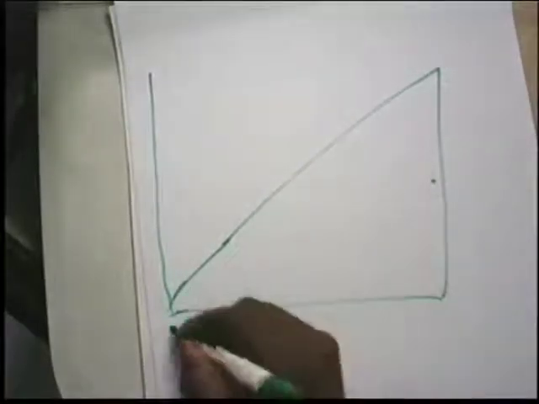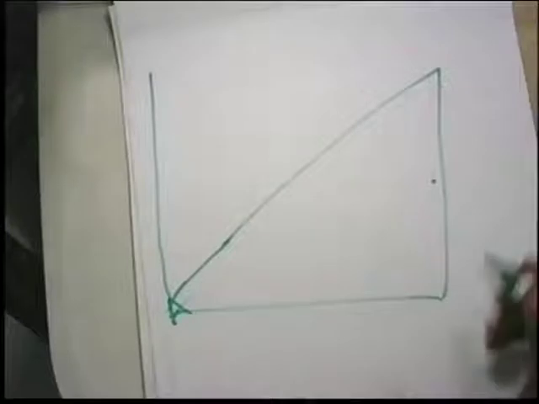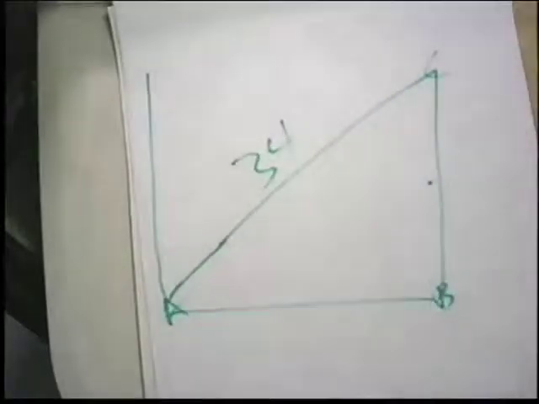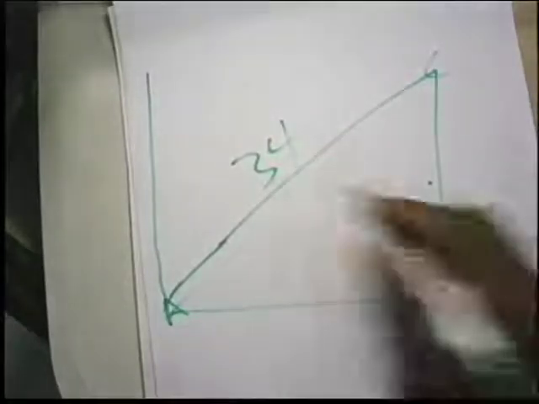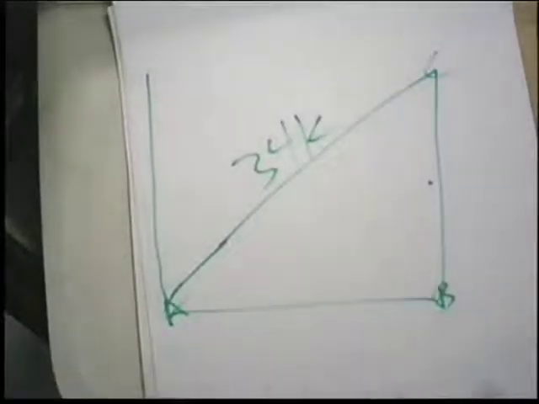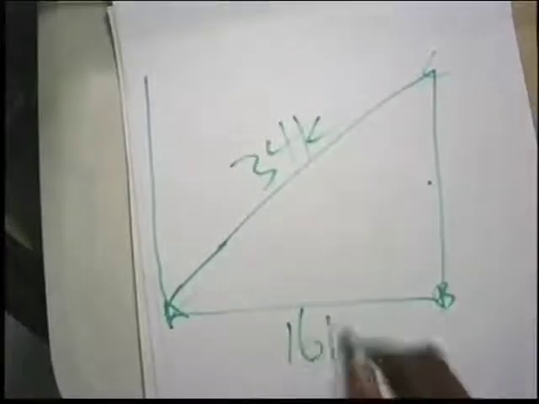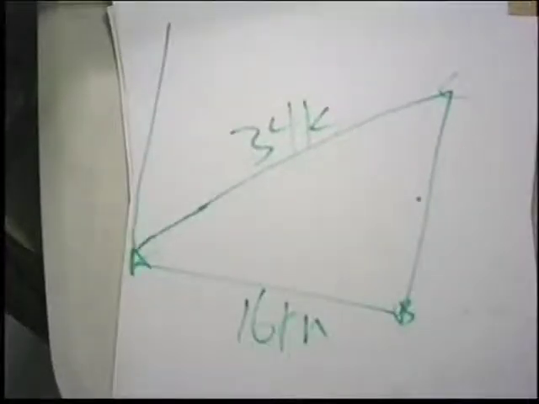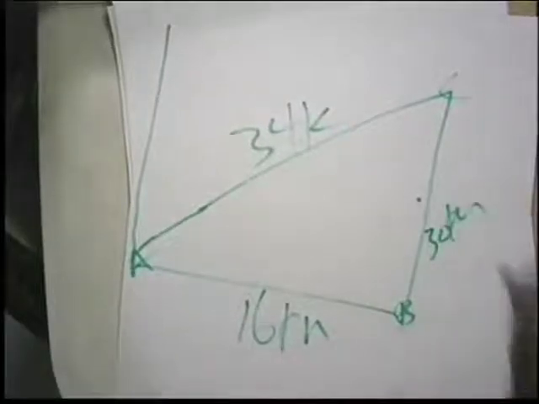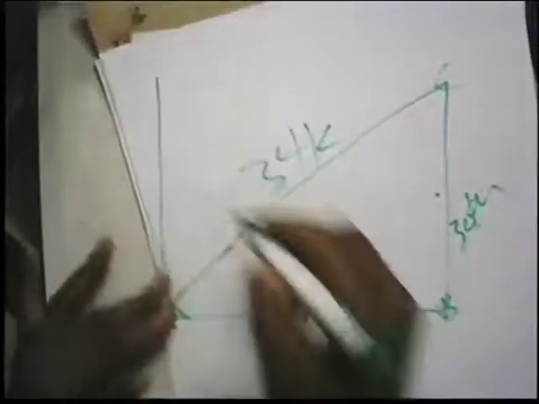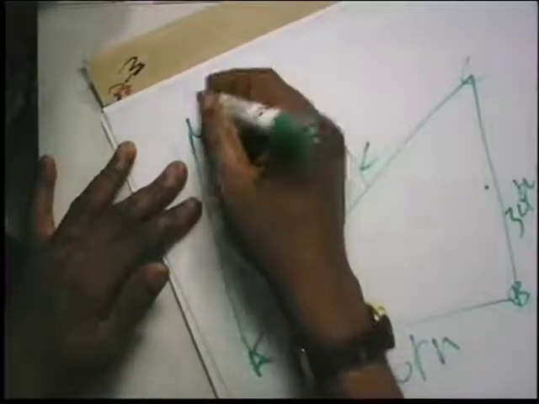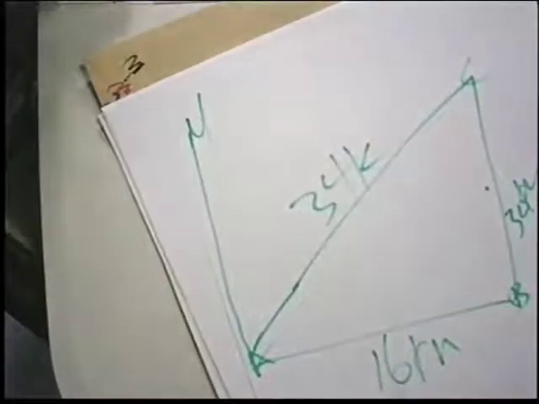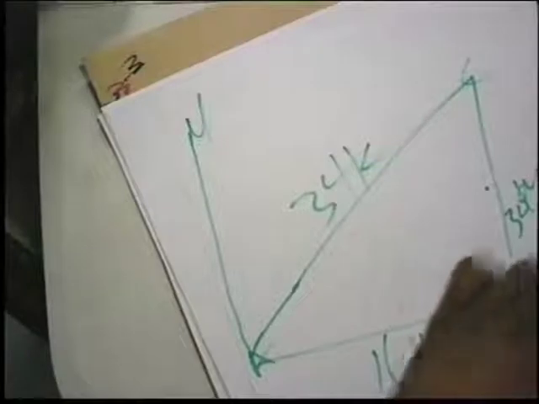From here, let me call it A, B, C. From here to here, let me make it 34 kilometers, the distance between the two. The distance between here and this one, let me make it 16 kilometers. Then let me make this one 30 kilometers. And let us agree that this is the north end. Now, look at the question. 3 towns A, B, C. This is a town, this is a town, this is a town.